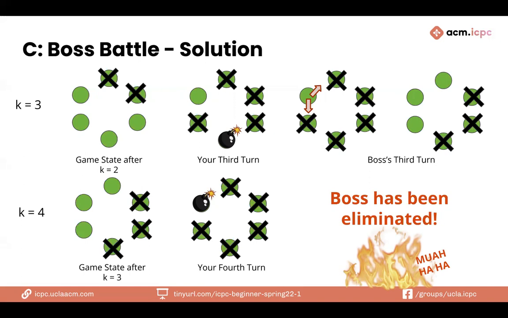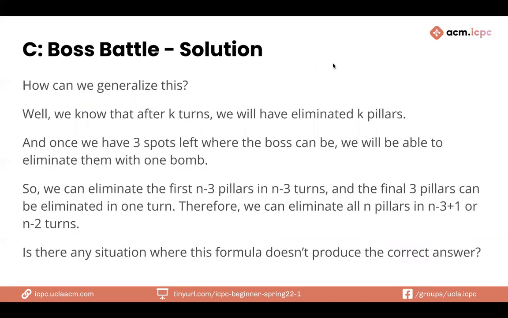So basically we have seen that each turn, a bomb can eliminate 1 position until you get down to 3 pillars, at which point 1 bomb is enough to finish the game. So how can we generalize this? We know that after k turns, we'll have eliminated k pillars. And once we have 3 spots left where the boss can be, we'll be able to eliminate them with 1 bomb. So we can eliminate the first n-3 pillars in n-3 turns, and the final 3 pillars can be eliminated in 1 turn. Therefore, we can eliminate all n pillars in n-3 plus 1, or n-2, turns.